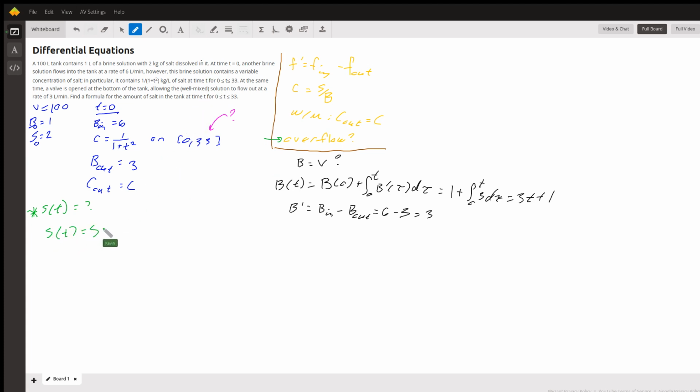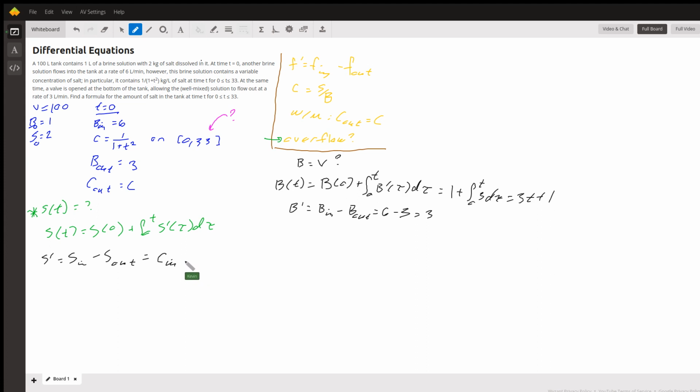Same thing, S is going to be equal to this. Again, seems like overkill, but writing is easier than thinking, so we want to stay in that mode. This means we need to find S prime. Okay, what is S prime? S prime is S in minus S out. What's S in? Well, we have a formula right here relating S to, this is all C's and B's, right? So S is equal to B times C, or maybe C times B, or whatever.